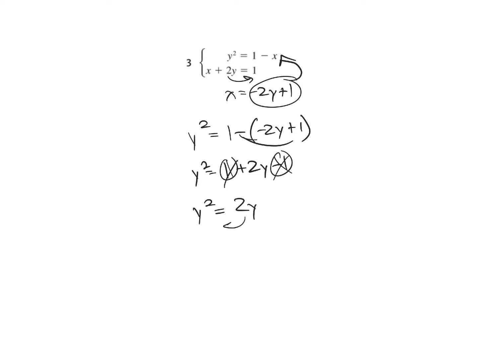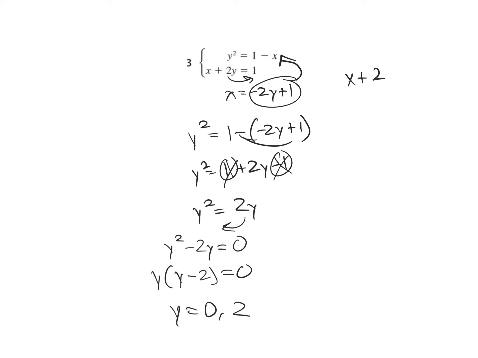So I'm going to move that across the equal sign. Y squared minus 2y equals 0. Factor out a y, and we get y times y minus 2 equals 0. So y is either 0 or 2. So we substitute that in. So x plus 2 times y equals 1. So when y is 0, x is 1.